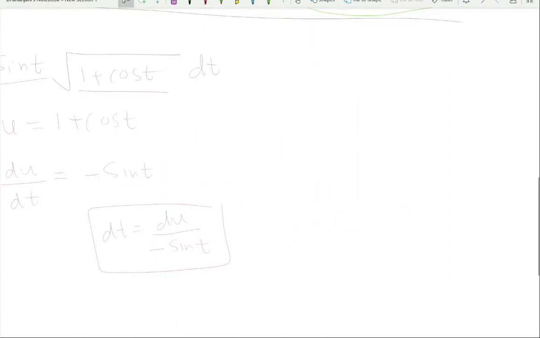Then if we replace, here it's u, and dt is du over negative sine t. The sine t cancels out, so we have a negative outside. Let's take that negative to the other side. We have the square root of u. Well, we integrated quite a few square roots of u in this video, right? The square root of u is u to the half. If you integrate, it's u to the 3 over 2, and we divide by 3 over 2, which is multiplying by the reciprocal, 2 over 3, plus c.